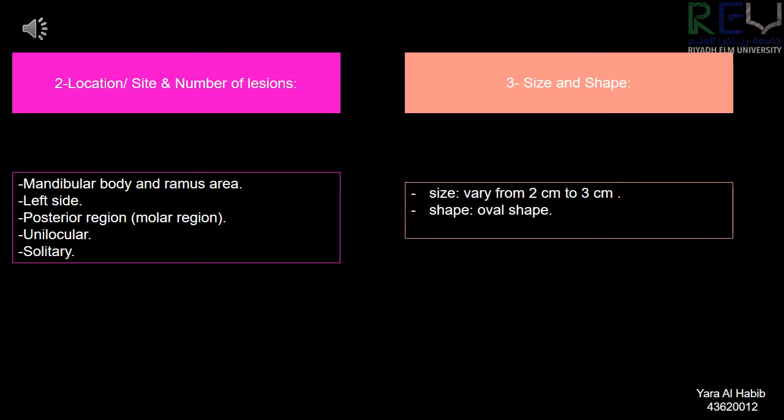Location, site, and number of lesions. It's located on the mandibular body and ramus area, on the left side, posterior region, molar region, unilocular and solitary. Size and shape: the size varies from 2 cm to 3 cm and the shape is oval.